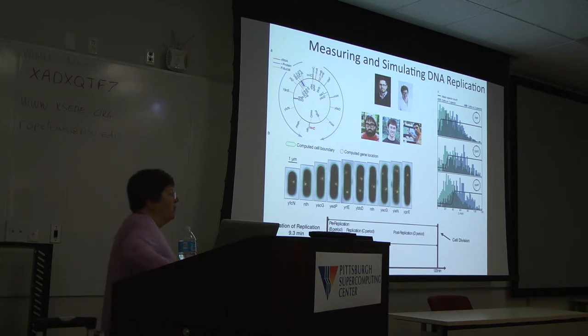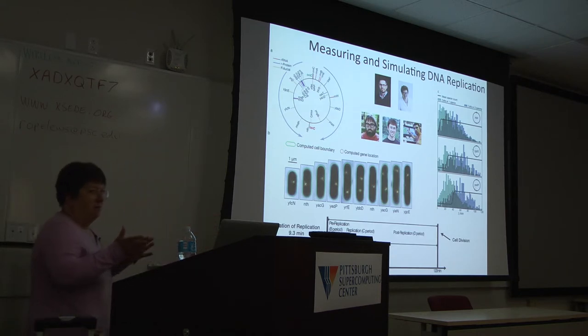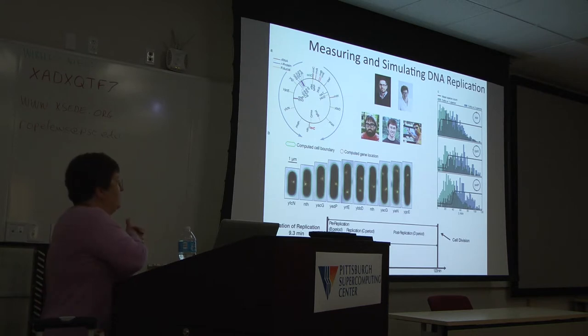So there had been estimates already of what those replication times should be, but they'd only been done on cells that were in that 20 to 60-minute doubling period. And going to 120 minutes, people knew that it changed. There were a few isolated experiments.